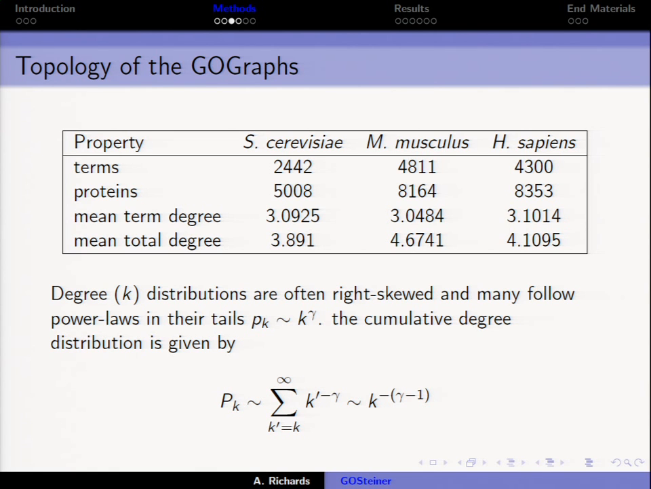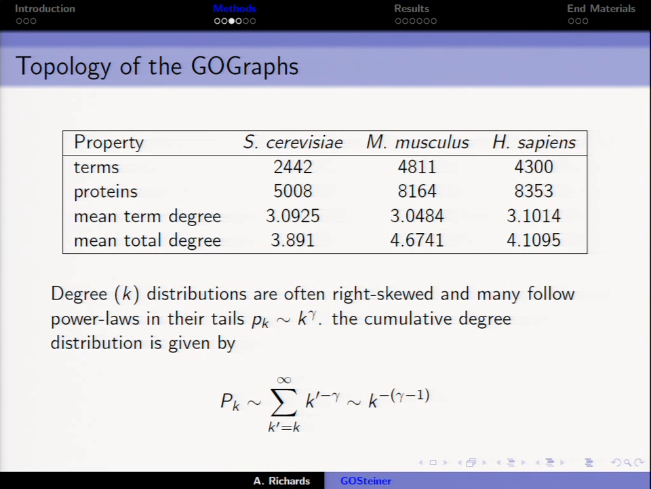Another thing I wanted to say is about graph theory. Degree is basically just the number of edges at a node. Look, for example, at yeast. If you look at terms only, which is just the term degree, there are on average 3 edges per term. If you were to add the proteins into that graph, the numbers go up, and you can see the same thing happen in the other two organisms. So one thing we can interpret from this is the very large number of connections.